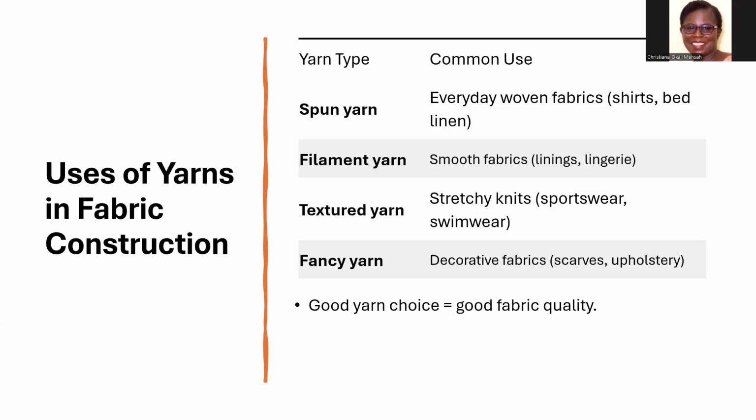The uses of yarns in fabric construction. So we have the yarn types: the spun yarn, the filament yarn, the textured yarn, and then the fancy yarn. How do you use them? The common use for the spun yarn is for everyday fabrics, the calicos and others. Then the filament yarns are used for linings and lingerie. Then you have the textured yarns for sportswear and swimwear, then fancy yarns for upholstery. So a good yarn choice will inform your good fabric quality.